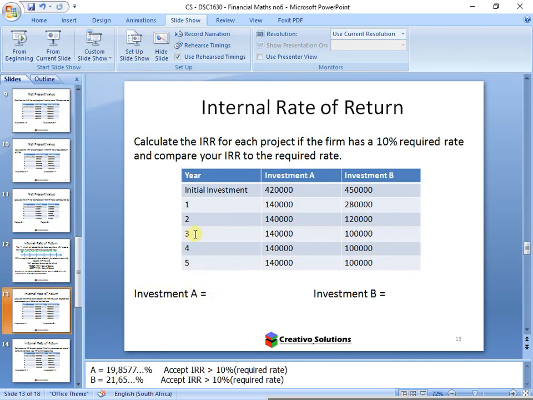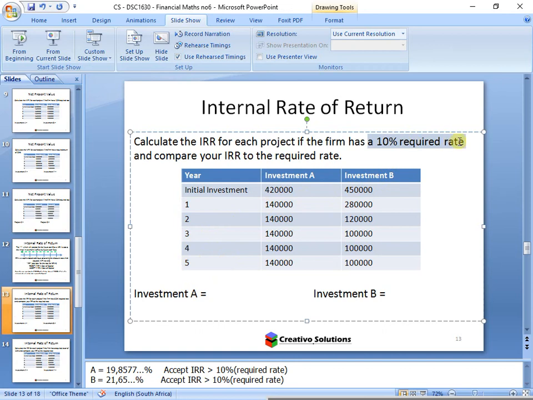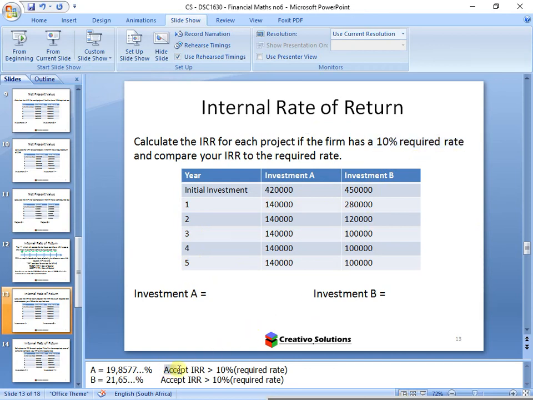What was my rate here? 10%. So they would accept this one. Correct, you would accept A, because the 19.85 or 86 is bigger than the 10%. So the return is bigger than the cost. It's greater than the 10%. Yes. Then do it for B.